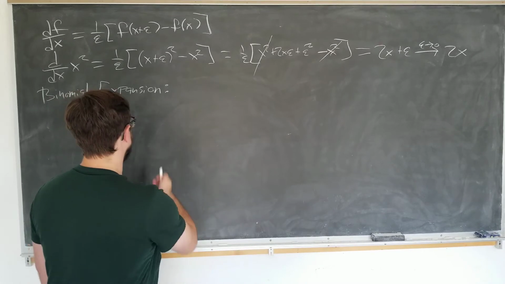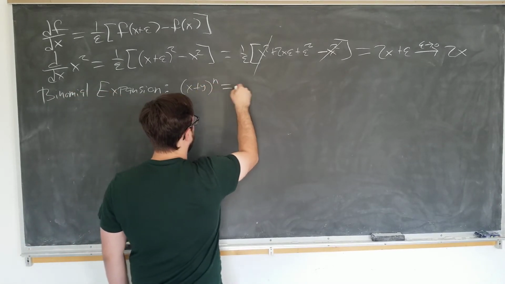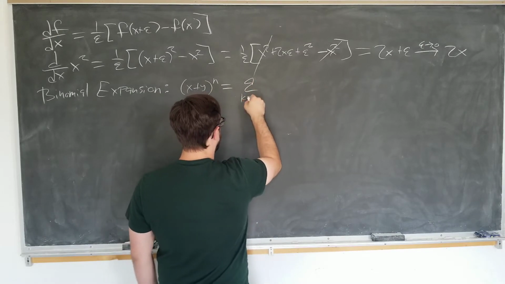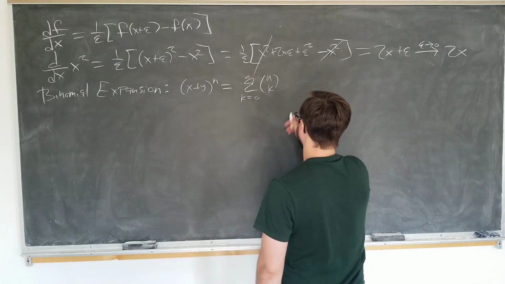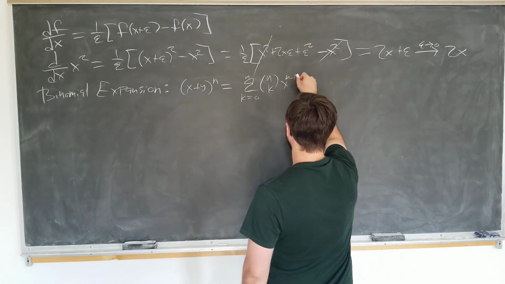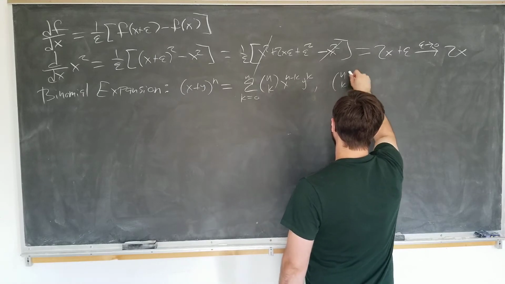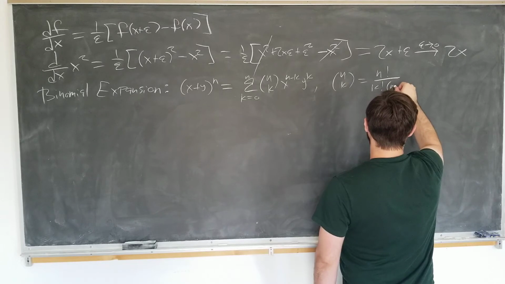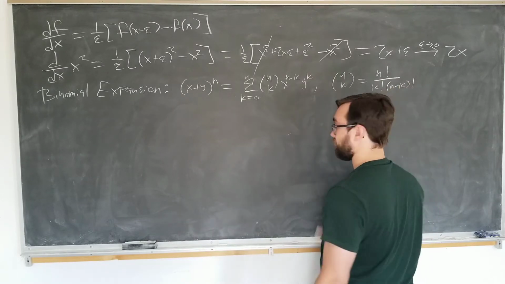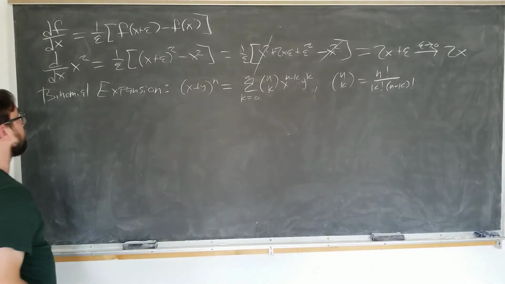So if we use this expansion, it tells us that x plus y to the nth power is just the sum from k equals 0 to n of n choose k, the binomial coefficients, x to the n minus k, y to the k, where the coefficients are defined to be n factorial over k factorial times n minus k factorial. Excellent. Now let's begin. That's all we need, really.